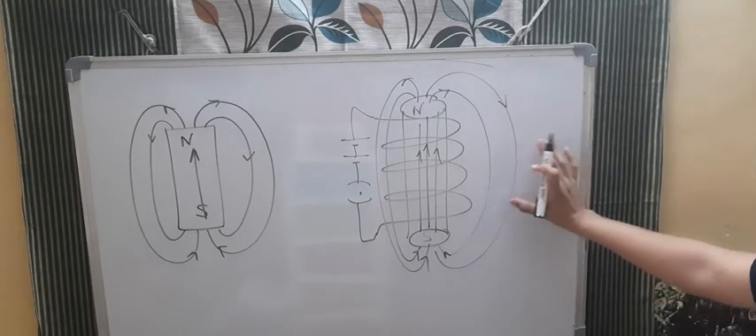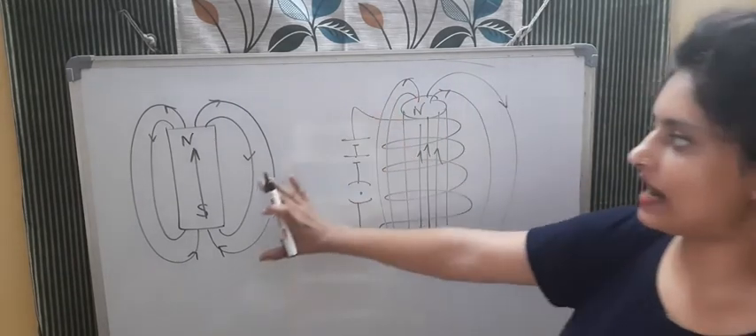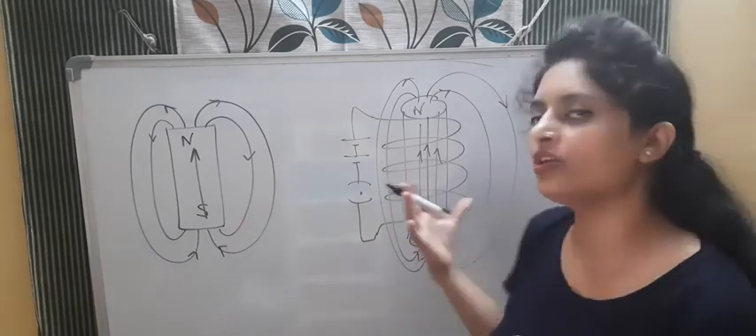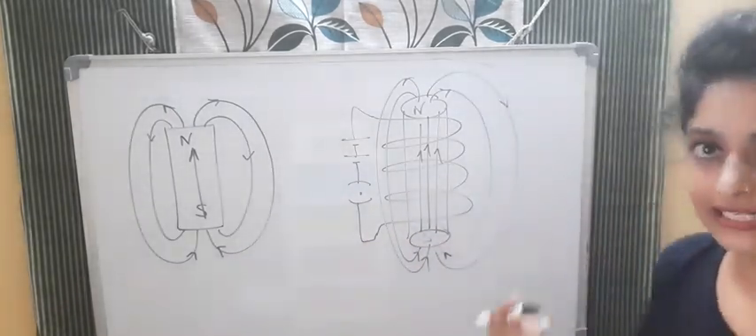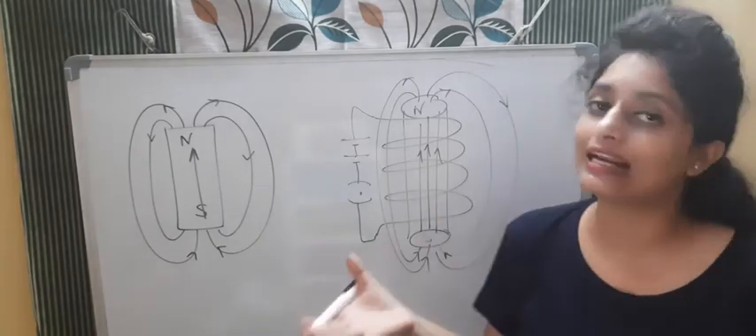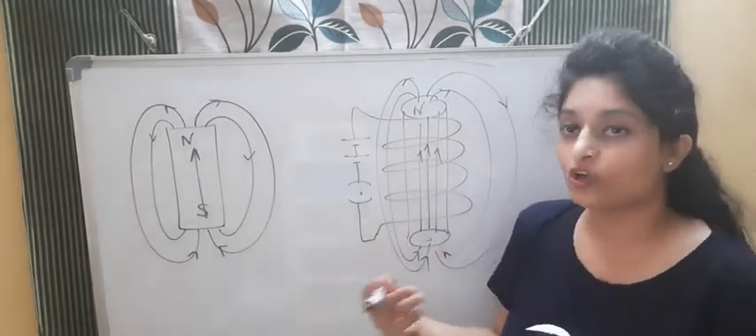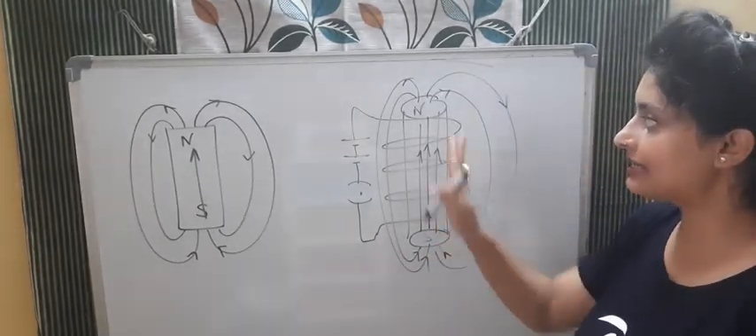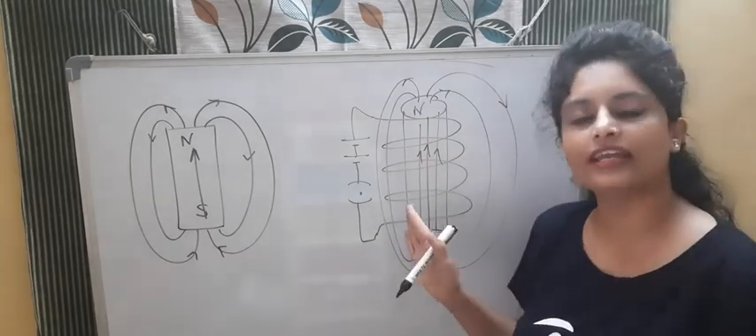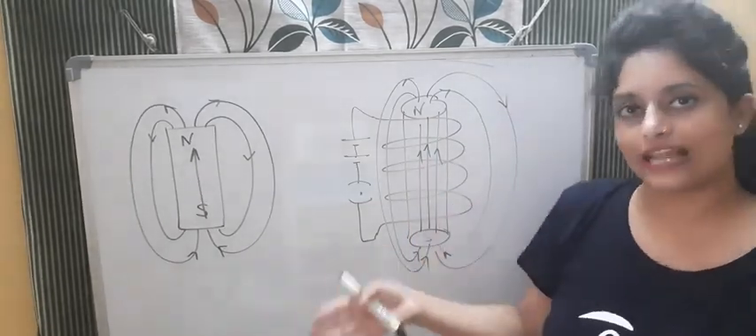So a current carrying solenoid behaves like a bar magnet, and we also use the solenoid to make electromagnets, which I will teach you in the next topic, the temporary ones. So by putting soft iron inside this current carrying solenoid, we can make magnets also, electromagnets.